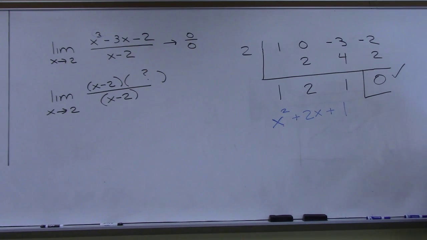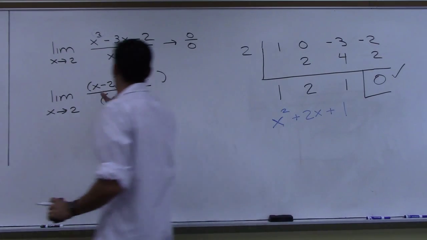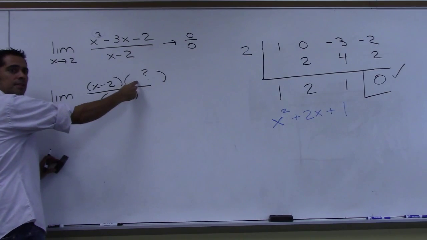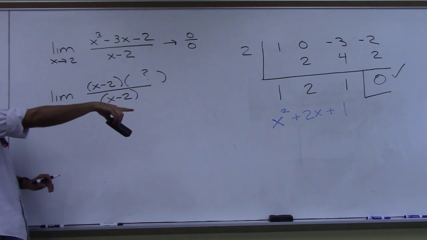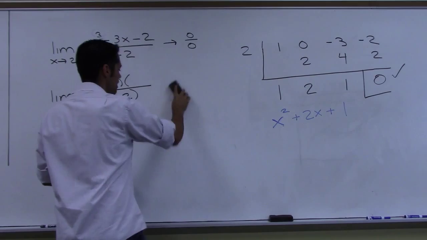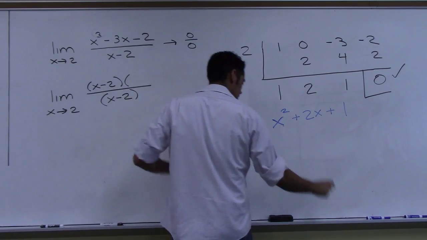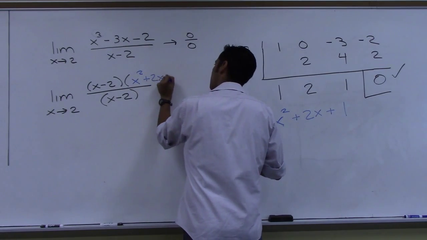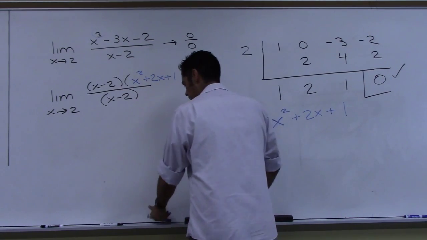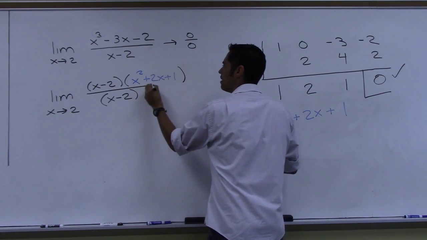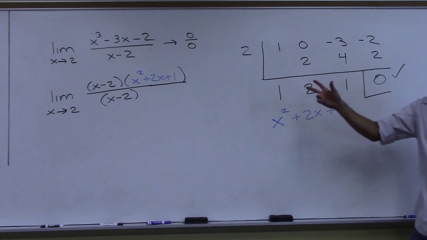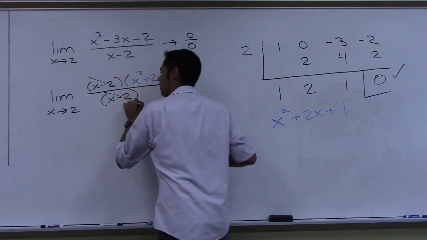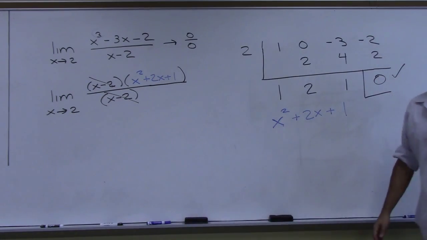So when I was sitting here saying, hey, I think that this has to have a factor of x minus 2 in it, but I wasn't quite sure what the rest was, I actually know what that is now. So this piece right here that was a question mark is actually the x squared plus 2x plus 1. And what's nice about that? If I could factor it, I can cancel it. And now I can take a limit, and I'm not going to get 0 over 0 anymore.